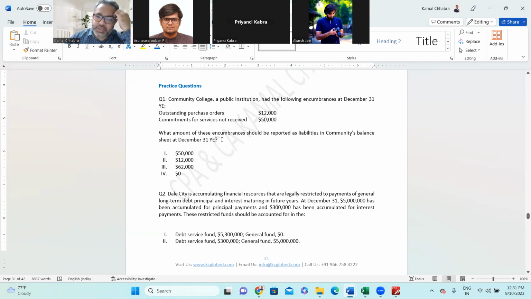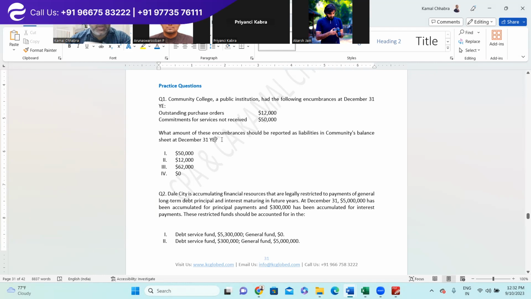A community college, a public institution, had the following encumbrances. That means commitment. Right? Outstanding purchase order means an open purchase order for which you have requested to supply the material, but as of now you have not received it. Commitments of services: services you have committed, but you have not received the services yet. It will be $0, nothing will be reported. Yes. Only the disclosure is required, but no actual reporting is required because you have neither received the product nor received the services.